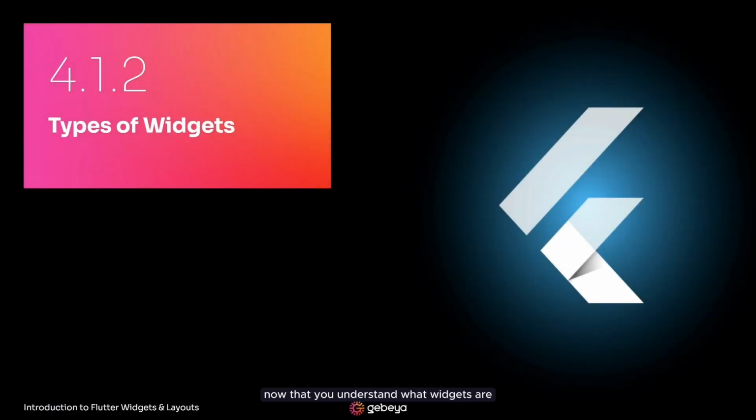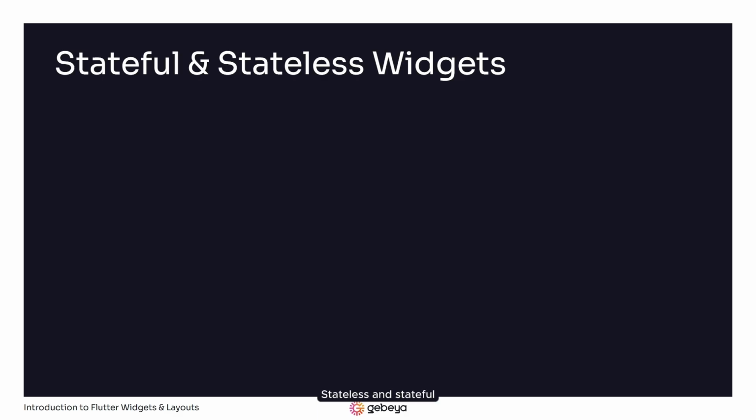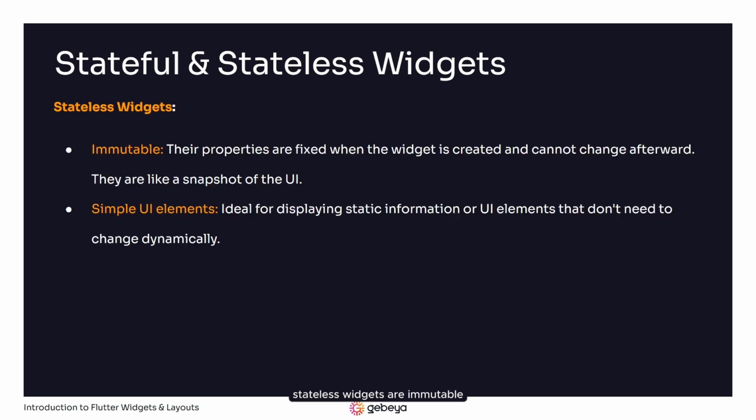Now that you understand what widgets are, let's look at the two main types of widgets in Flutter: stateless and stateful. Stateless widgets are immutable, meaning their properties are fixed when they are created and do not change afterward. You can think of them like a snapshot of your UI, perfect for displaying static information or elements that do not need to update dynamically.